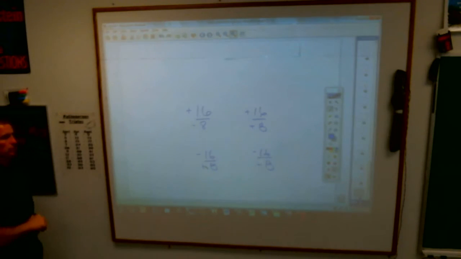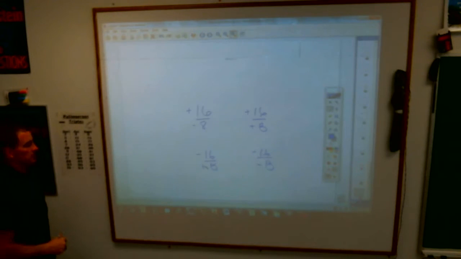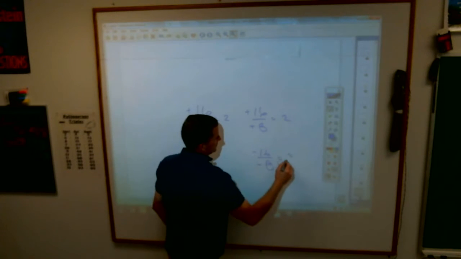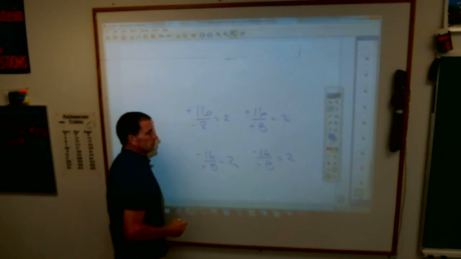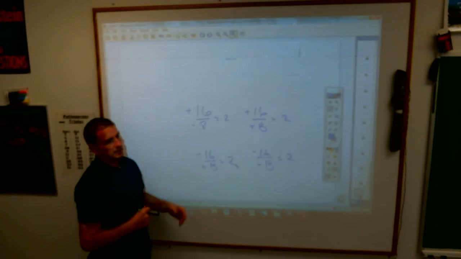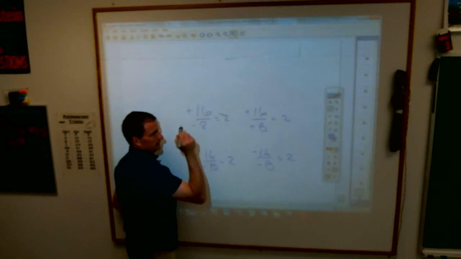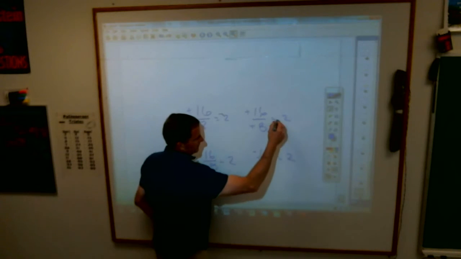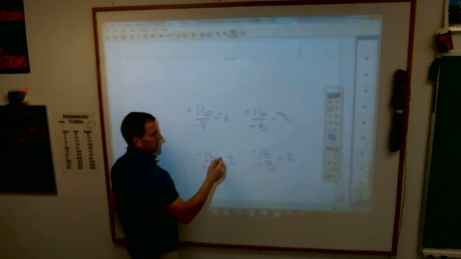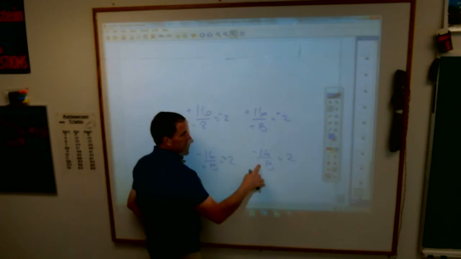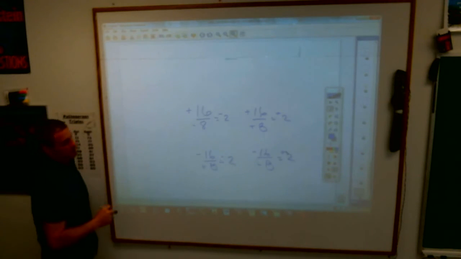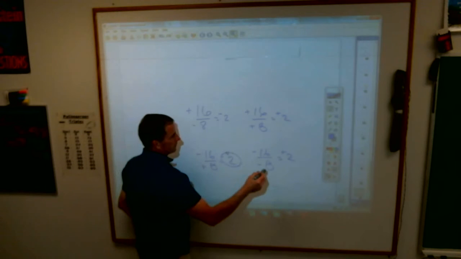The same rule applies. This is 16 divided by 8. You are going to get 2's for each of your answers. It's just, is it going to be a positive 2 or a negative 2? Well, this one, you've got one negative, one positive, so your answer is going to be negative. Both are positive, so your answer is positive. Again, one of the two is negative, and two negatives give you a positive. It's just that simple.